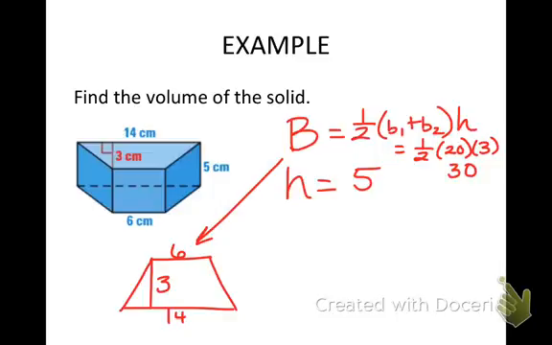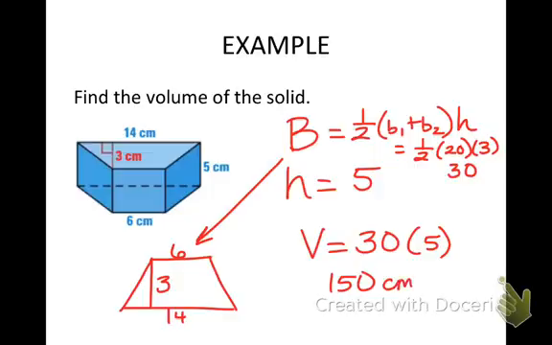Now can we find the volume? Sure. Capital B, so 30 times your height, 5, which gets us 150 centimeters cubed. Okay? So for prisms, you have to think about what that base shape is to find your capital B.